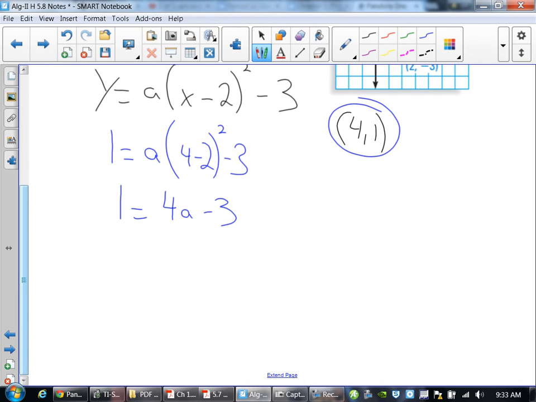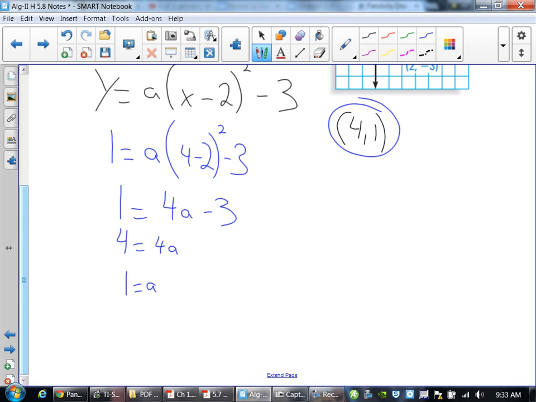So 4a minus 3 equals 1. Add 3. And a is 1. It seems like a lot of work, but it's very, very easy to do.